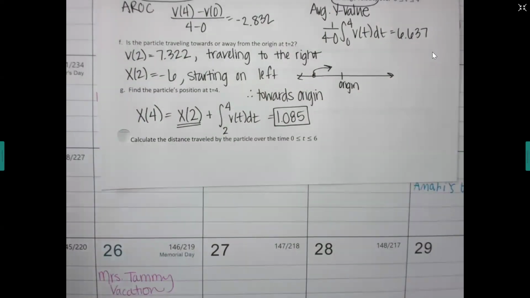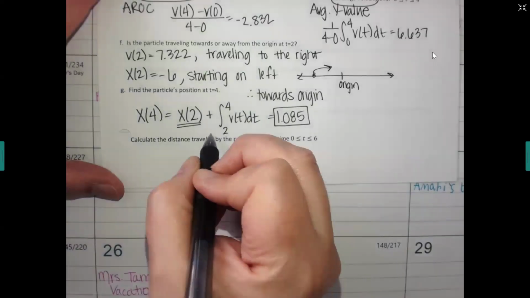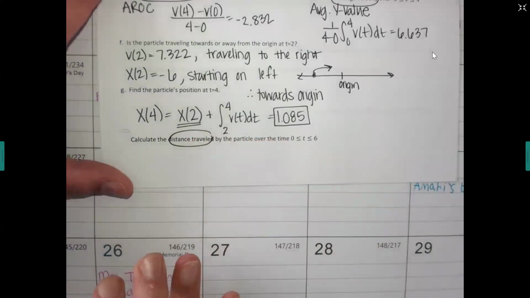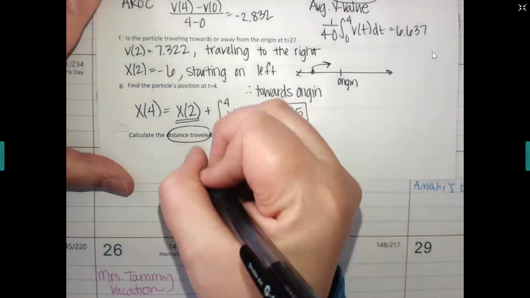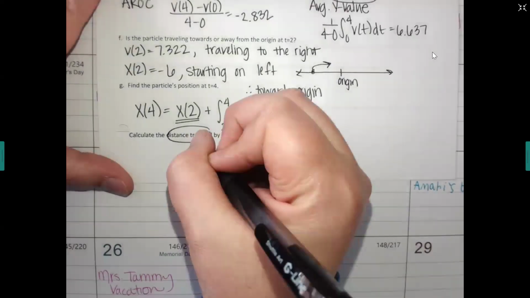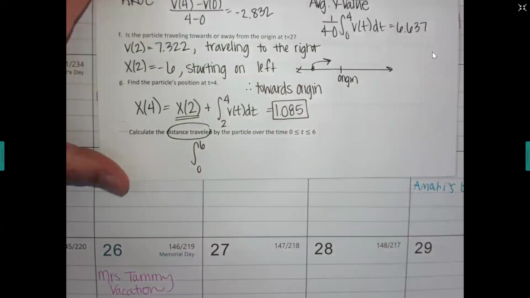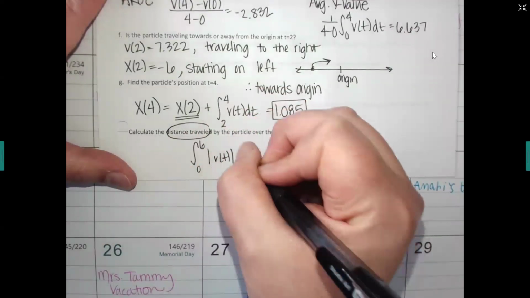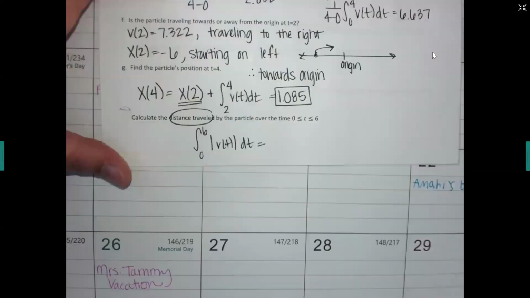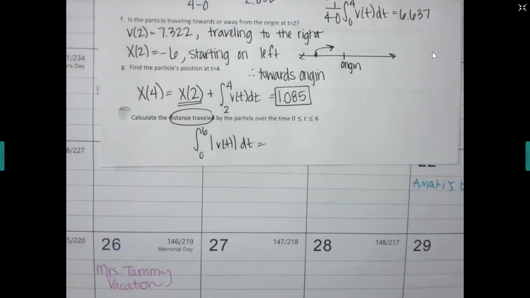Okay, last question on this page asks you for distance traveled. What do I need to change in my integral to turn it into distance instead of displacement? Absolute value, very good. So you're going to integrate from 0 to 6. And then for distance, because it's always positive, you're going to put absolute value bars around your integral. Sometimes these are kind of hard to find, so I'll remind you where those are.